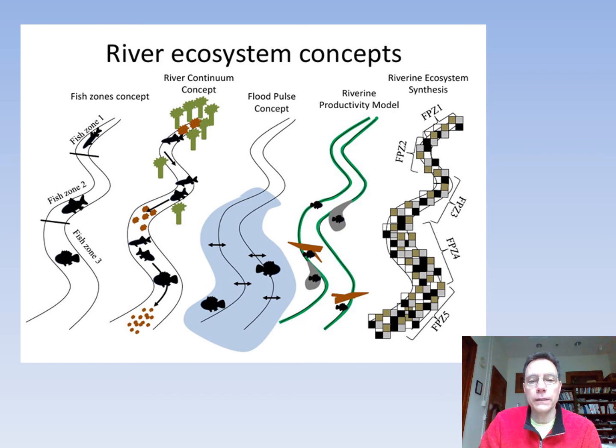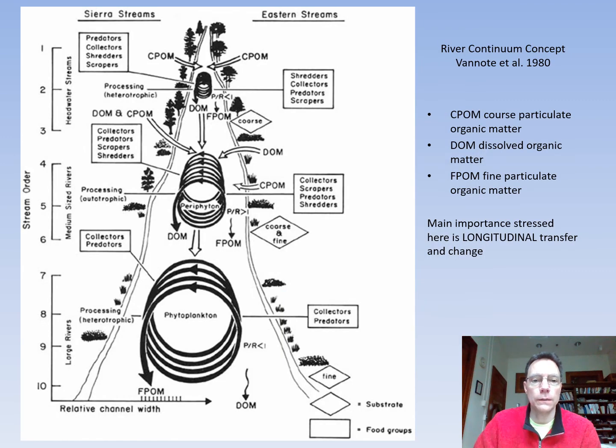It's the middle three and the fourth one that we're going to spend some more time on. The second one is really important, and I'll spend a few minutes on it. It's called the river continuum concept. It's a famous ecological concept in stream ecology, and it is all about the longitudinal flow of material and organisms through the stream. So let's take a look at that.